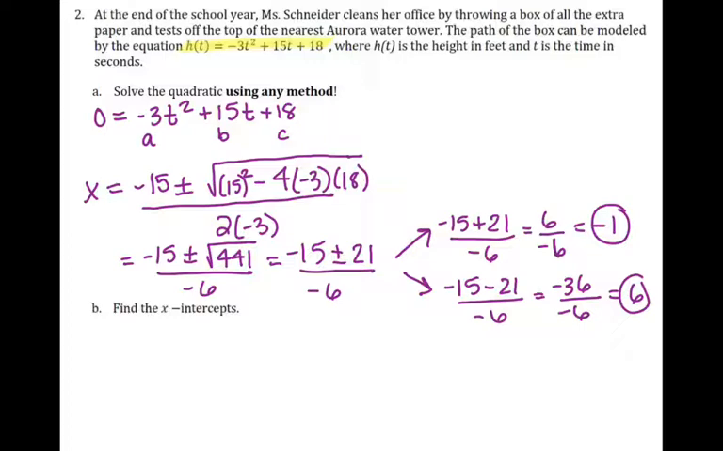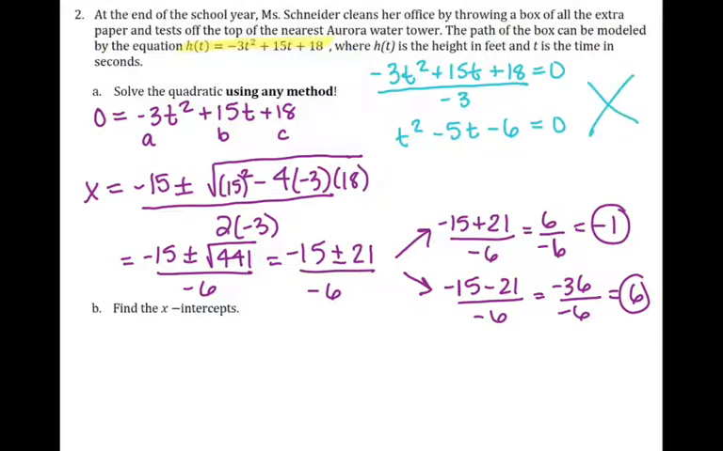Like I said, I will show you factoring if you wanted to do factoring as well. I have -3t squared plus 15t plus 18 equals 0. I can go ahead and divide everything by negative 3 since they're all divisible by 3. That gives me a positive t squared minus 5t minus 6 equals 0.